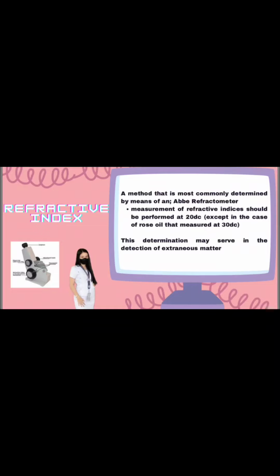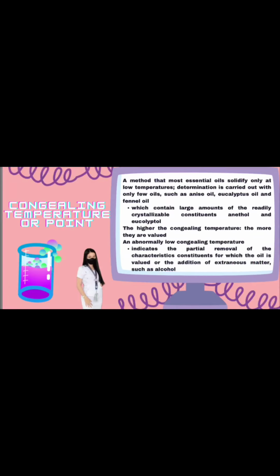This is a device that is used for optical rotation and to determine the refractive index. The measurement of the refractive indices of official volatile oils is required to be performed at 20 degrees Celsius, except in the case of rose oil, which is measured at 30 degrees Celsius. The index of refraction does not vary greatly with different official volatile oils, the values being between about 1.46 and 1.61 at 20 degrees Celsius. In some cases, however, this determination may serve in the detection of extraneous matter.